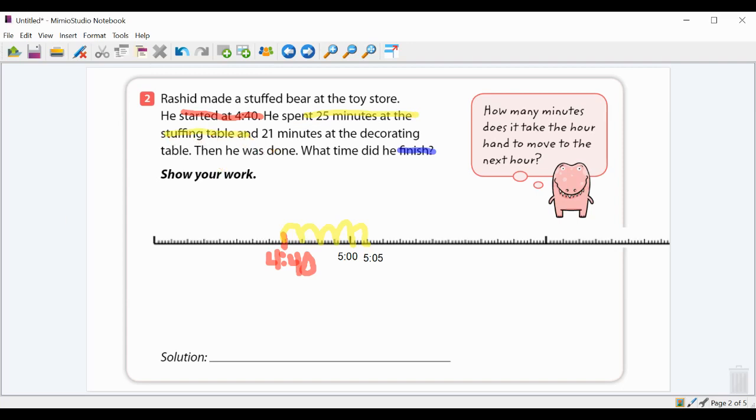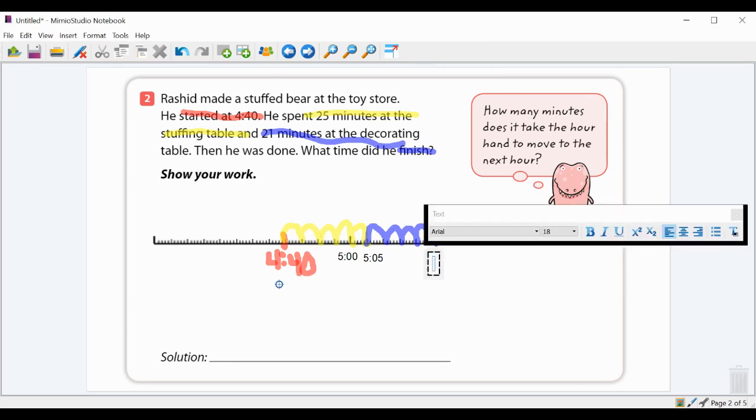Now he did 21 minutes at the decorating table. So now we need to add that on to 5:05. So 21 minutes. So that's going to be 5, 10, 15, 20, and then one more little minute. So we're at 5:05, so that'll be 5, 10, 15, 20, 25, and then one more is going to make it 5:26.